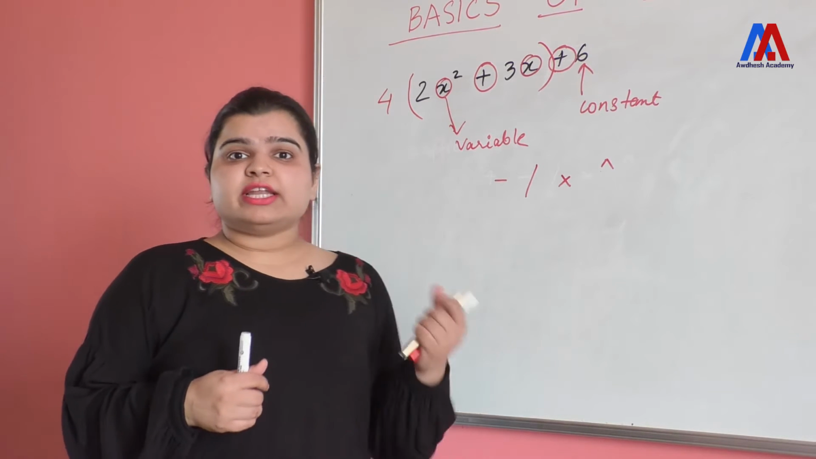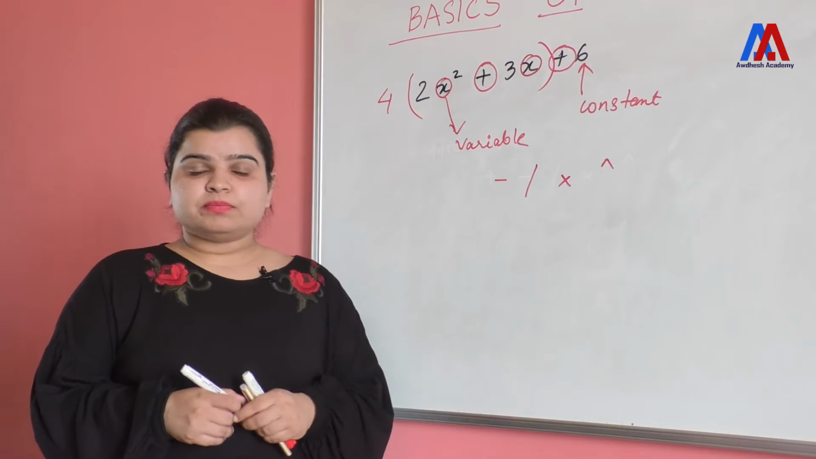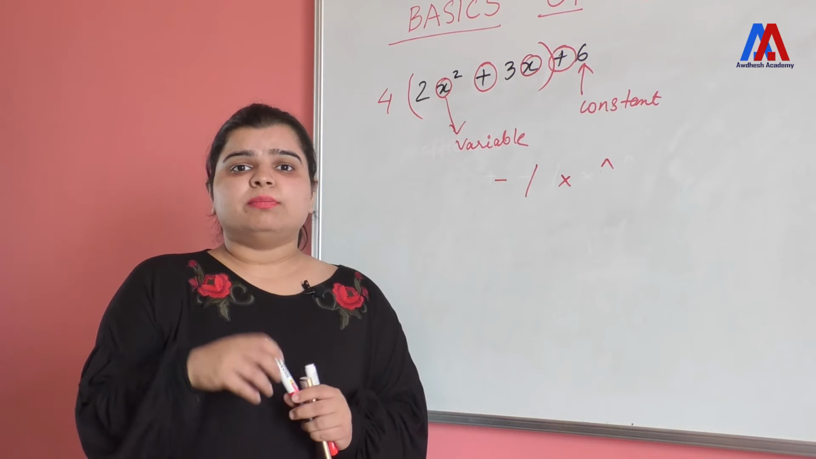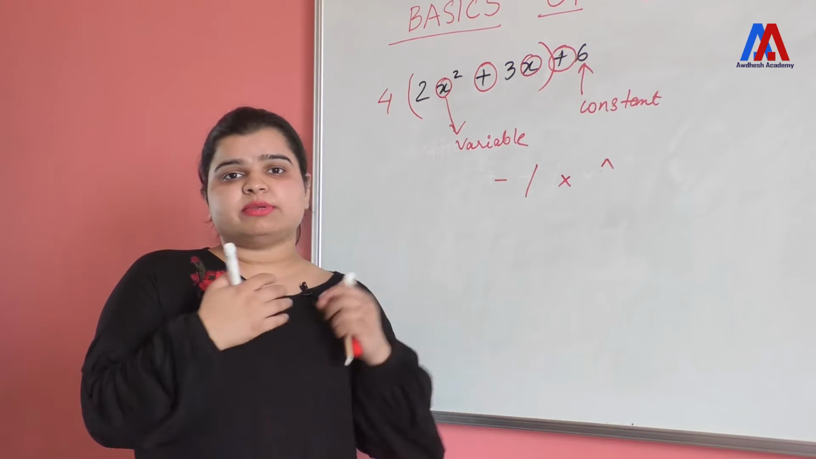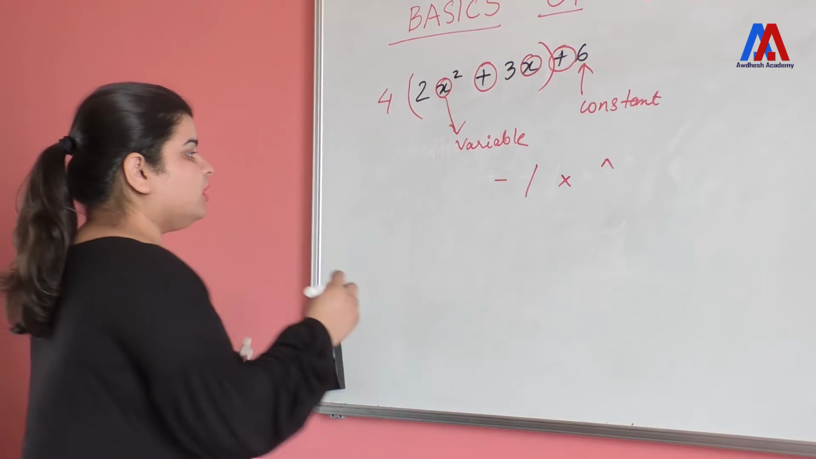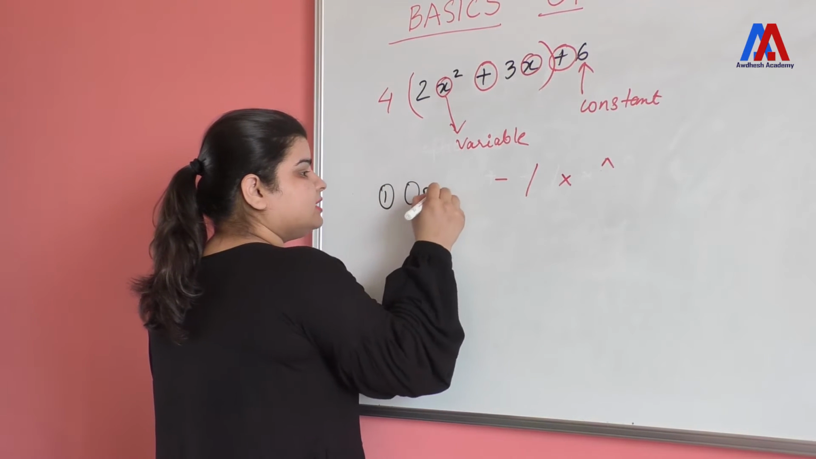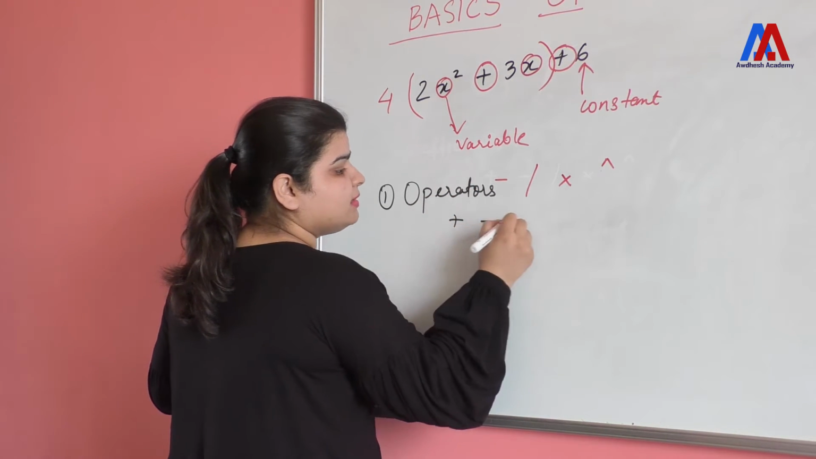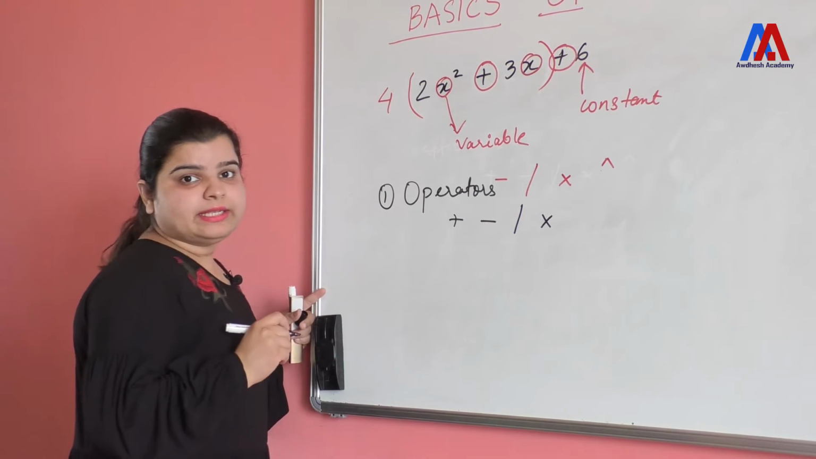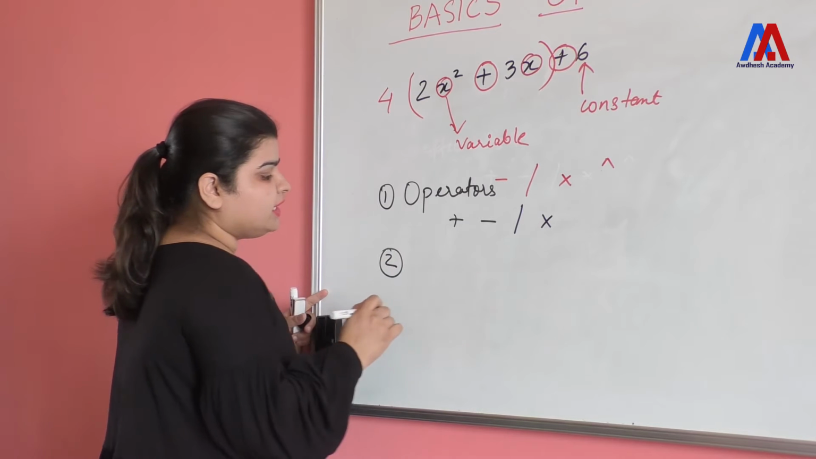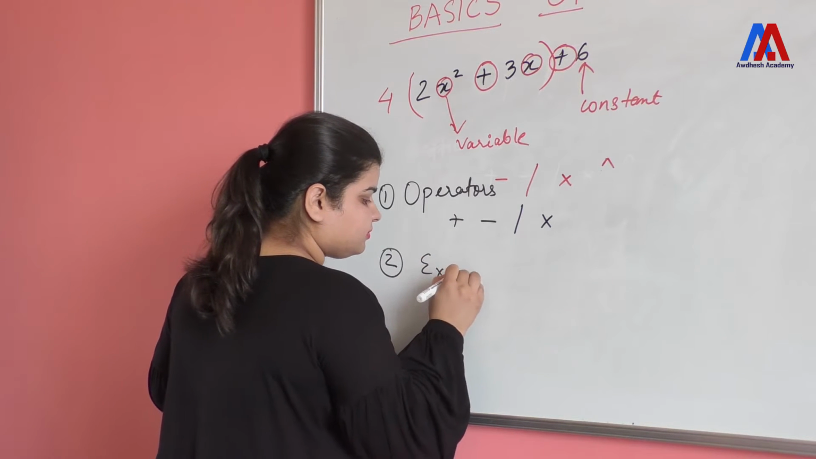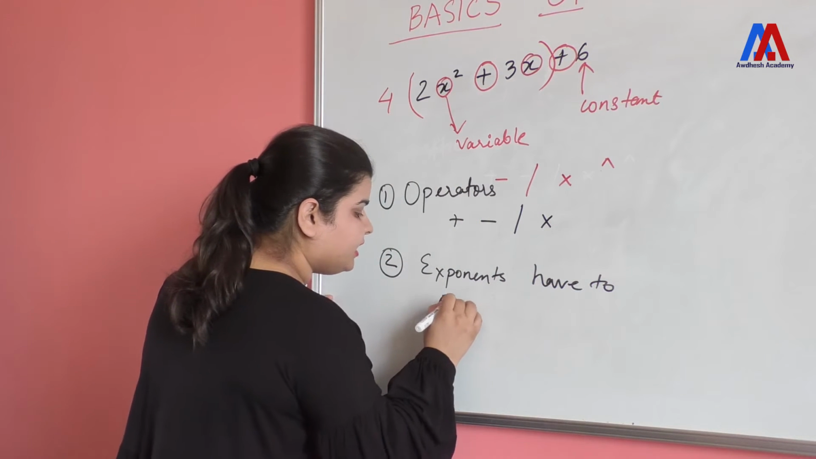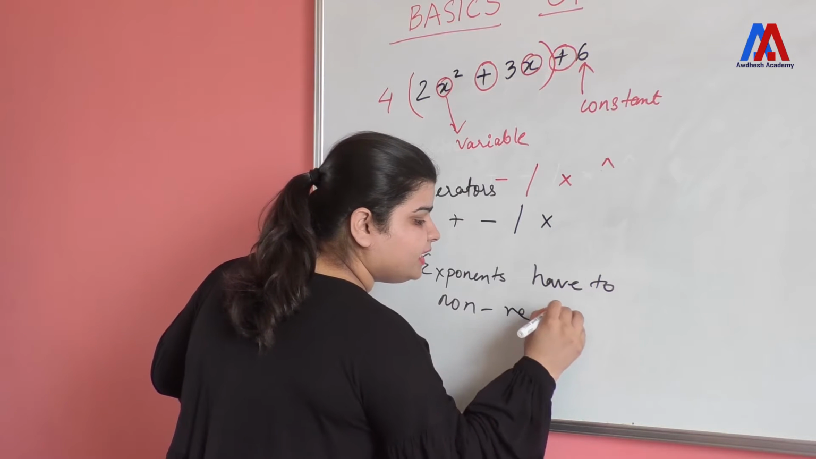So what is the difference between an algebraic expression and a polynomial? A polynomial is a subset or a subgroup of algebraic expressions, where there are basically two conditions for an algebraic expression to be a polynomial. First of all, the operators which are allowed in a polynomial are plus, minus, divide and multiply only. The second and the most important thing is the exponents have to be non-negative integers.